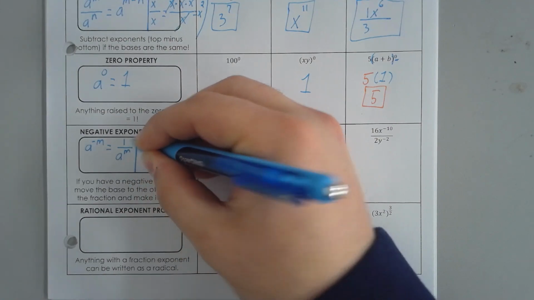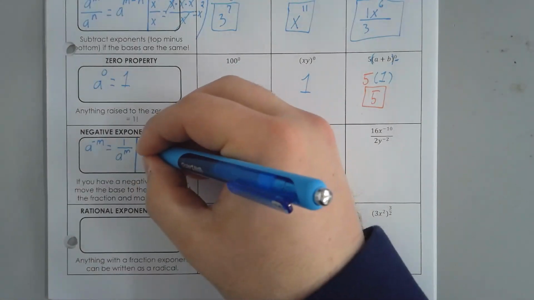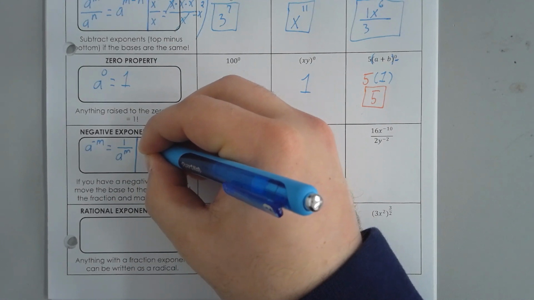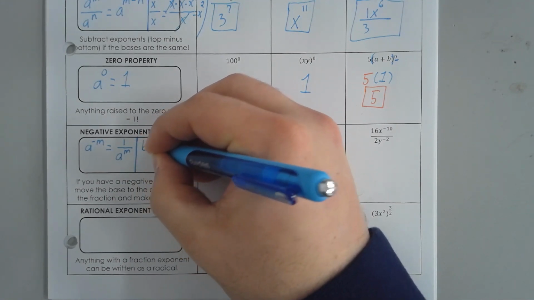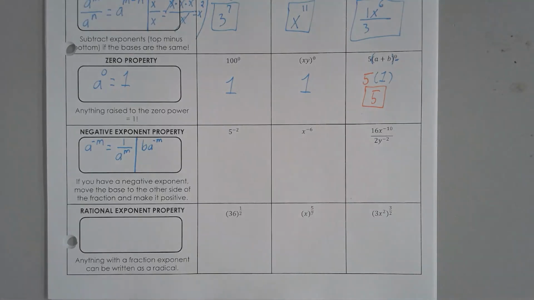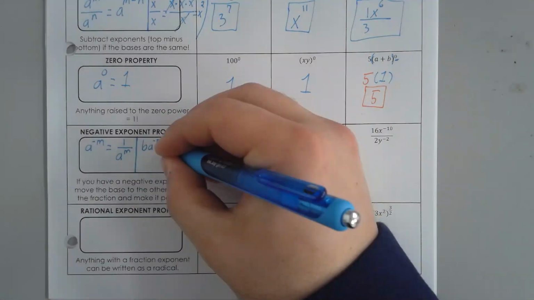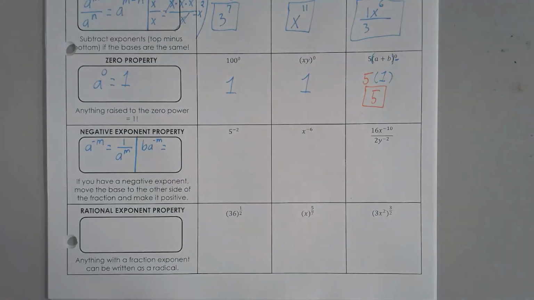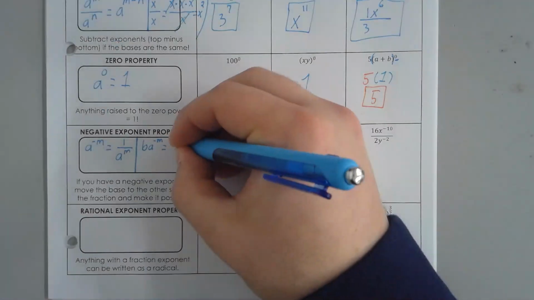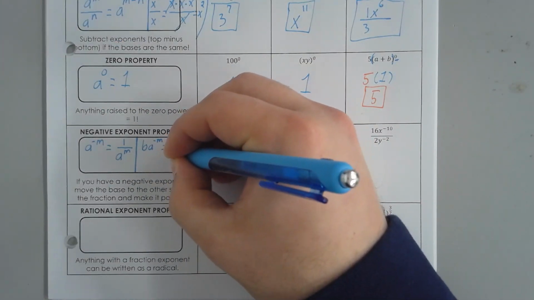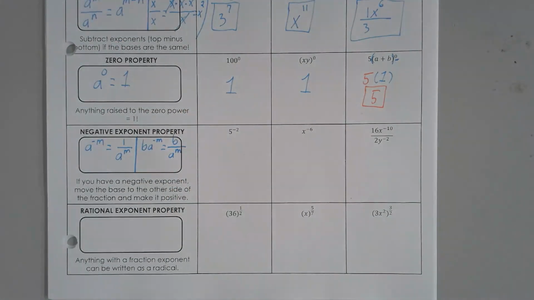Another thing that you might want to write down that you'll see some is if you have, say, b times a to the negative m. What's our negative m on? Is it on the a or on the b or on both of them? It's on the a only. So when you use this negative exponent property here, the b stays in the numerator and the a to the m goes to the denominator, because that negative exponent doesn't have anything to do with the b. It's just attached to the a.